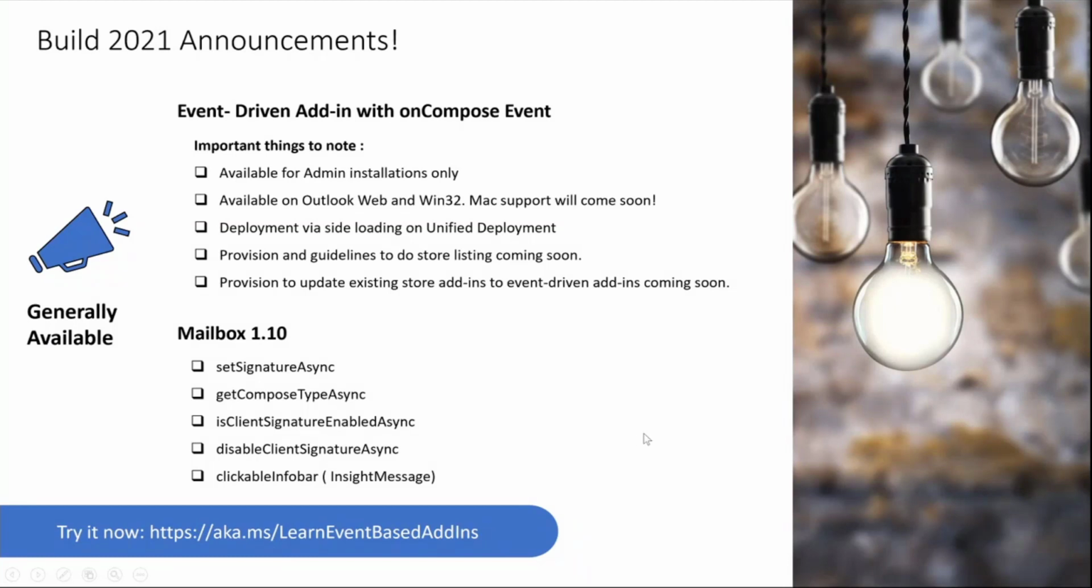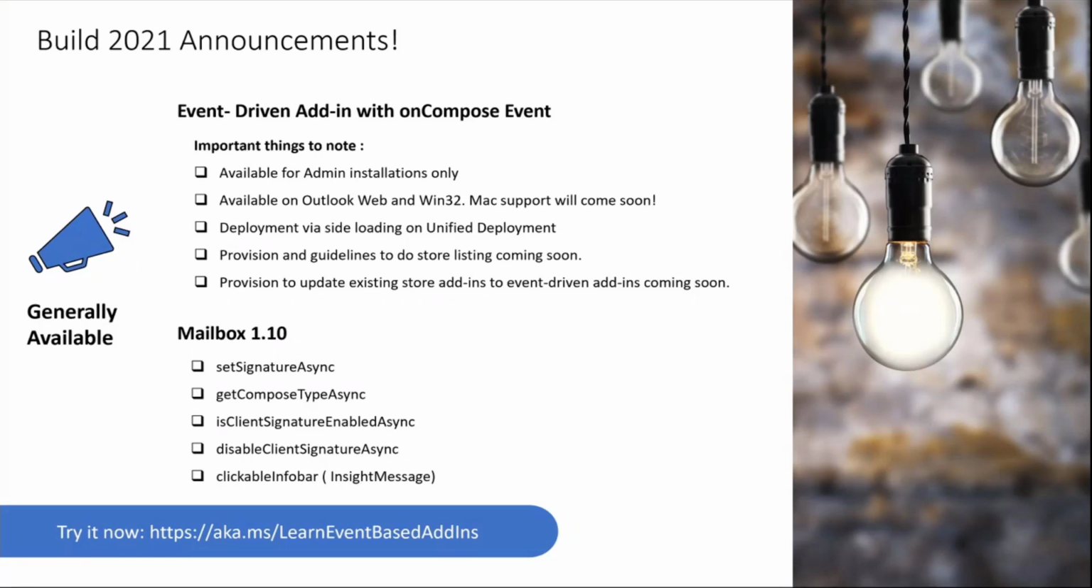There are a couple of important things I want to share. Event-based add-ins are only available for admin installations. The admin, through centralized deployment or unified deployment, needs to deploy this add-in within the organization. Users going directly to the store is not allowed right now. Number two, it's available on Outlook for Win32 and also Outlook on the web. We are working on Mac to also support this, and the team is currently in the coding phase for it.